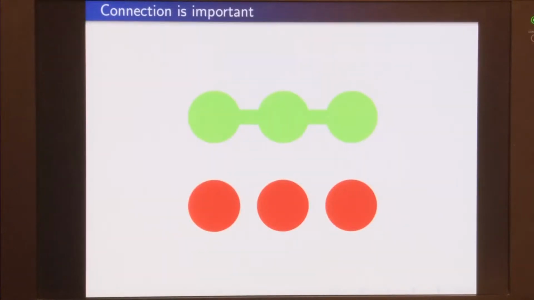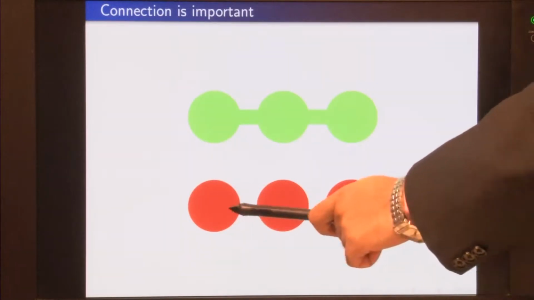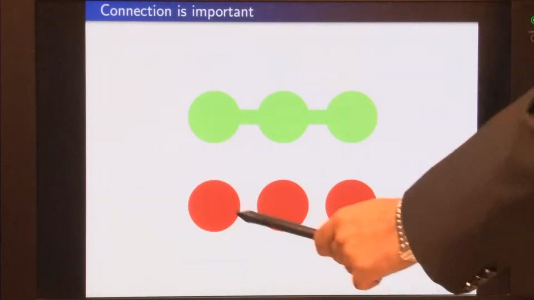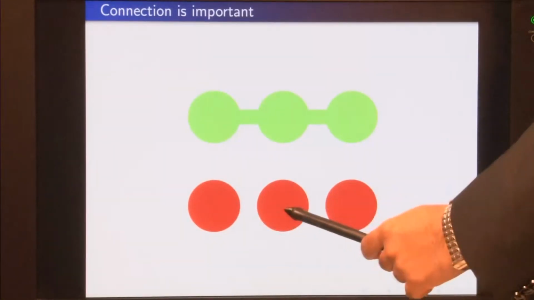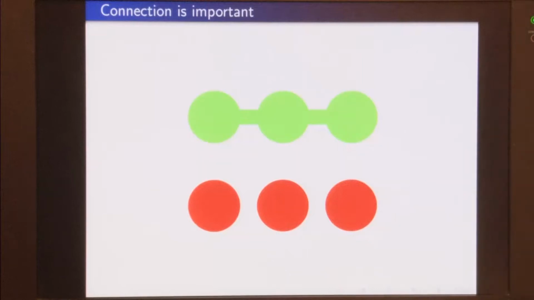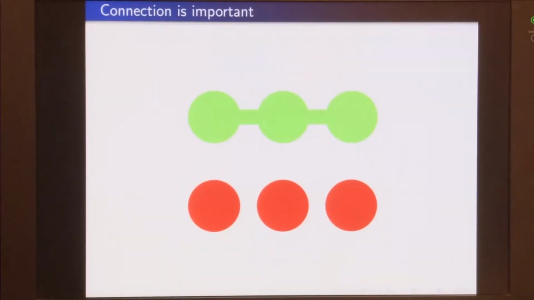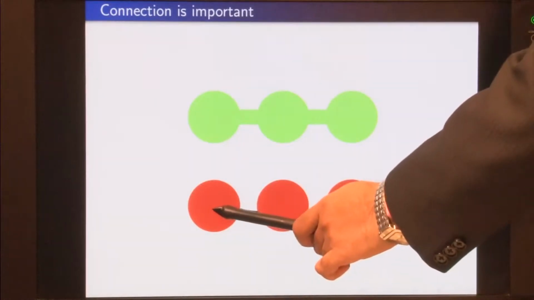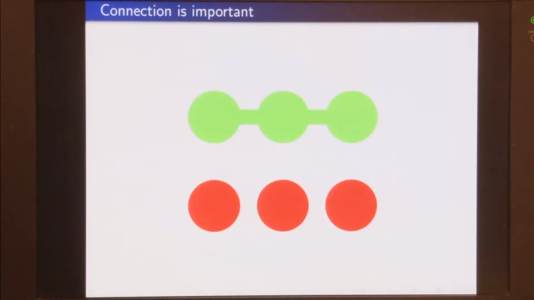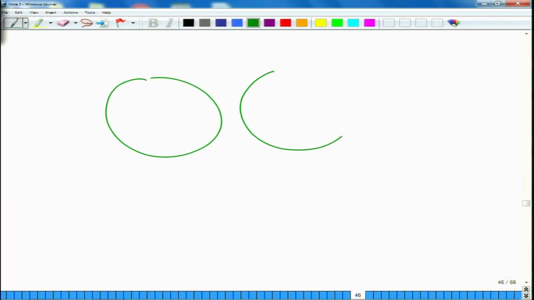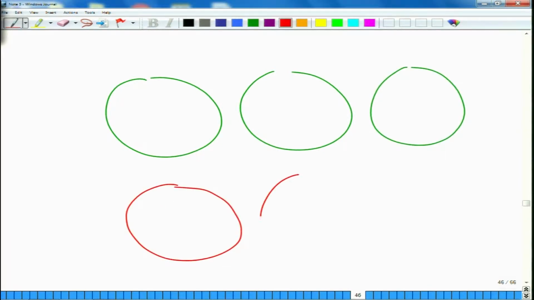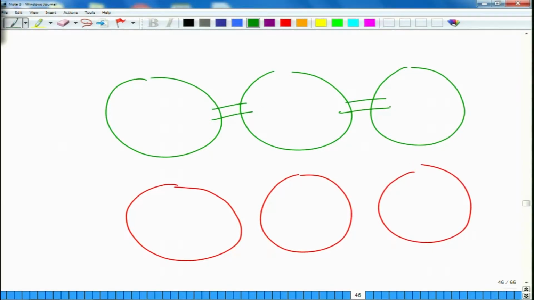Another concept is that connection is important. If we have these two scenarios, on the bottom side we have three reserves which are not connected. So, any animal from this point will not be able to go to this point. How this matters: on the top side we have the reserves that are connected. Why is this important? If we consider this reserve, it would have some population of animals. These are connected and these are not connected.